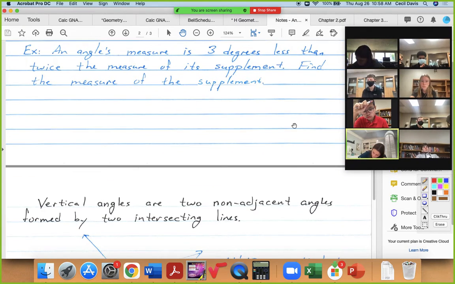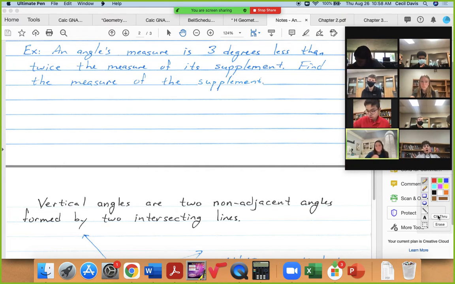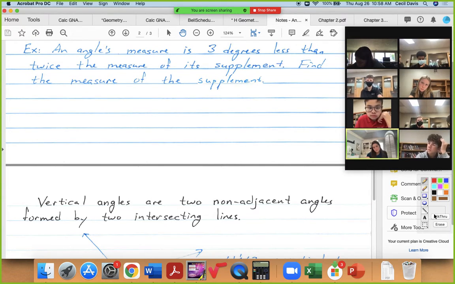All right. So let's look at this. An angle's measure is 3 less than twice the measure of its supplement. Boy, that's a lot of stuff. Find the measure of the supplement. I'm going to show you that there are two different ways to do this. Some people prefer one way, some people prefer the other. I actually look at the question to decide which way I'm going to work it. But here's what we have to be able to do on this. We have to be able to change this English sentence into a mathematical sentence. So the key word in English is the is.